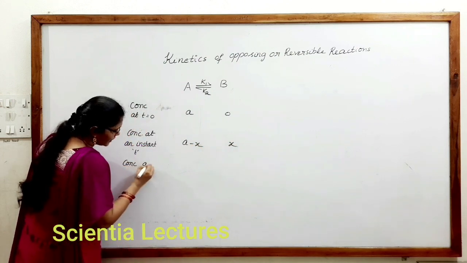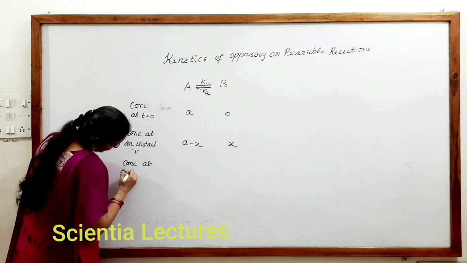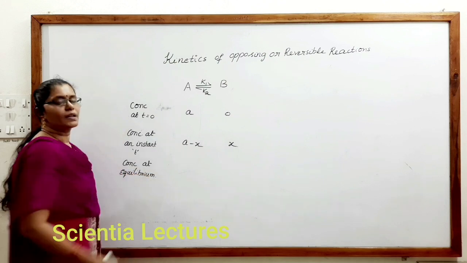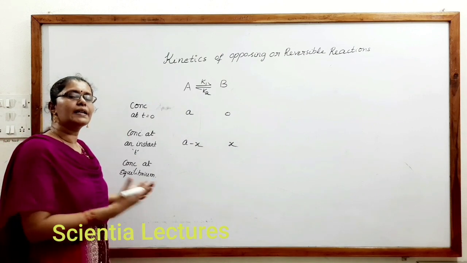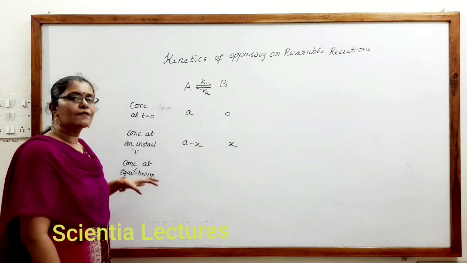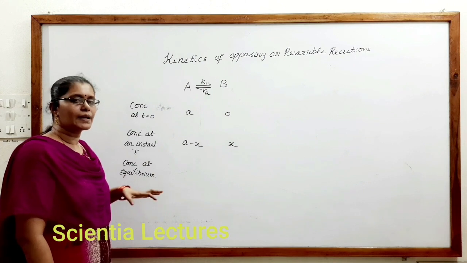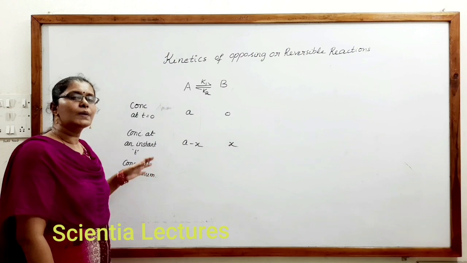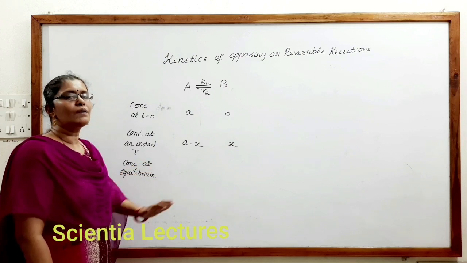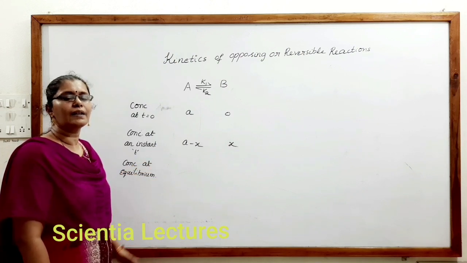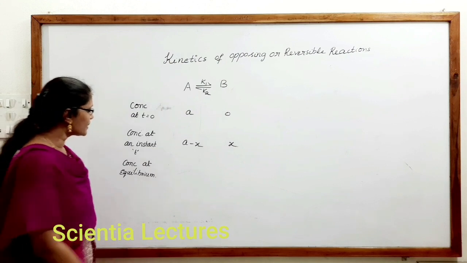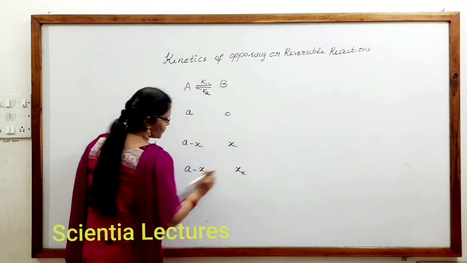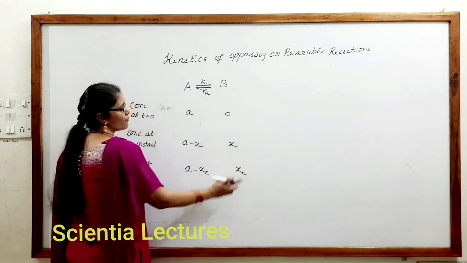Concentration at equilibrium. We know at equilibrium the concentrations become constant. Remember that when we say a reaction has attained equilibrium, the observable properties like concentration, density, color, pressure all become constant. So concentration at equilibrium would be A minus Xe. Suppose Xe has reacted, Xe of B will be produced.